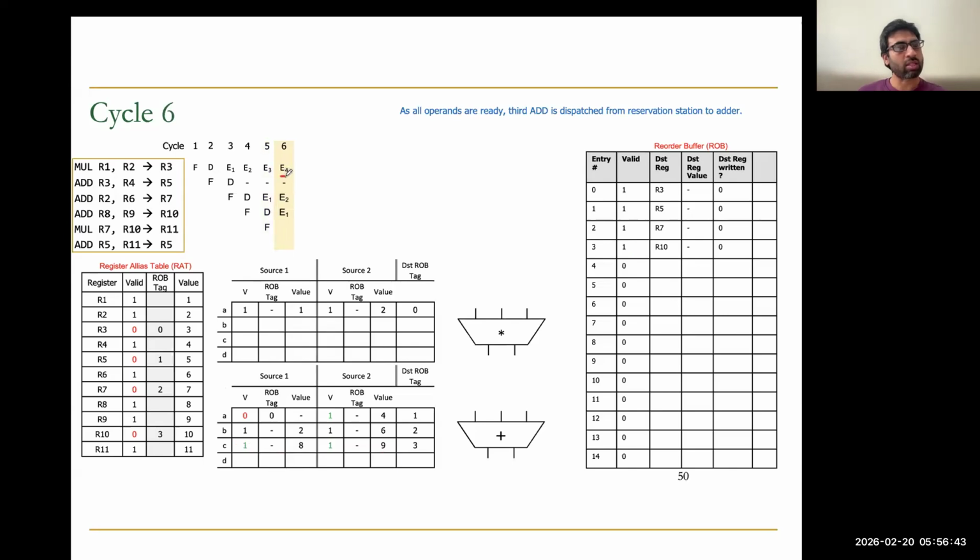So first multiply is still executing. First add is waiting, right? And second add is executing. Third add starts executing here, enters E1, right? And then multiply enters the decode stage.